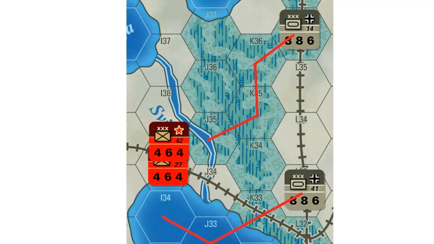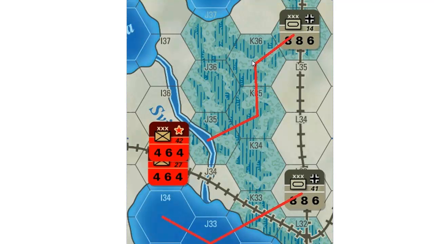Let us briefly consider how snow affects movement and combat. We have two Russians sitting here, the 27th and the 42nd, behind the Svir River. The Svir River, however, is one of the four Russian rivers that freezes in winter. If we were in summer, the best this German armored corps could do would be to move to K-36 or J-37. It would enter a swamp square. It would have to stop.